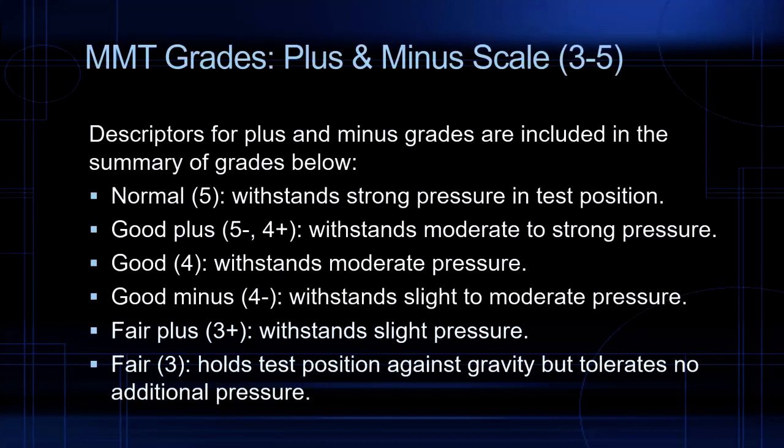Now 3 plus means, again, they have the full available range of motion. You're against gravity still, because it's above a 3, and they can tolerate some minimal resistance or very, very slight pressure, okay? And at a 3, they can hold the test position against gravity, but they cannot tolerate any additional pressure. So it's like they can move it, but the muscle is not strong enough to have any more resistance on it except for gravity.